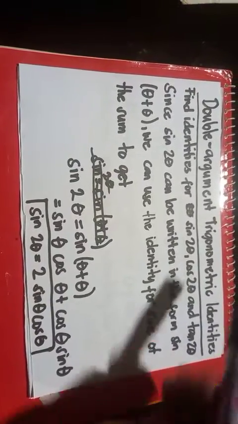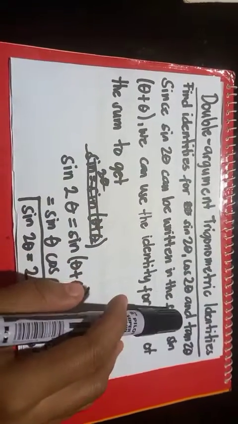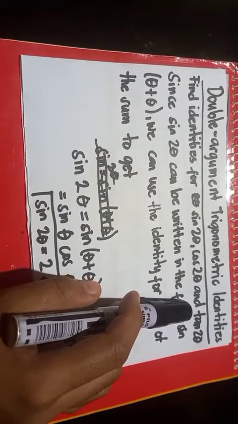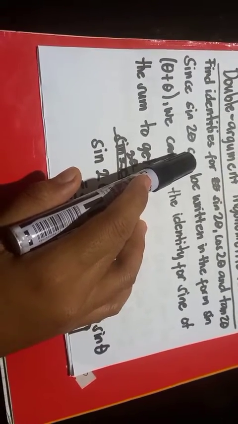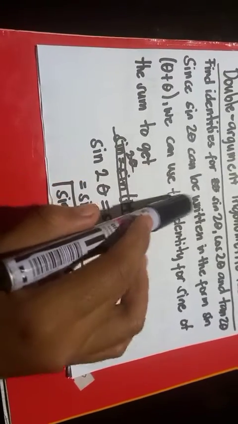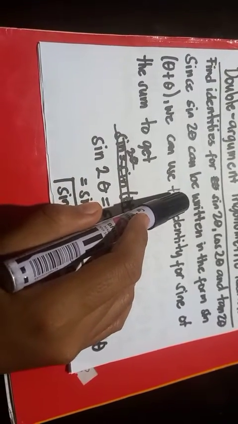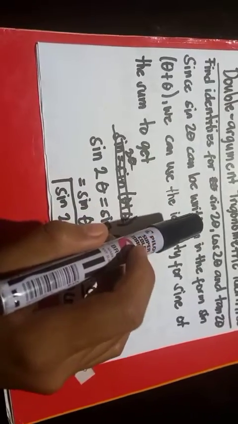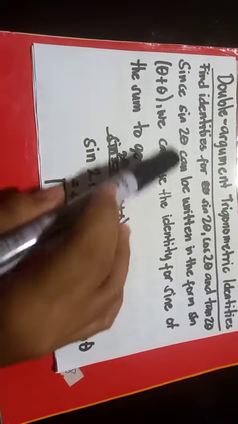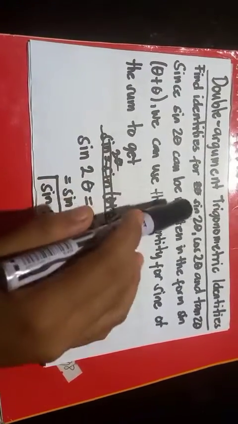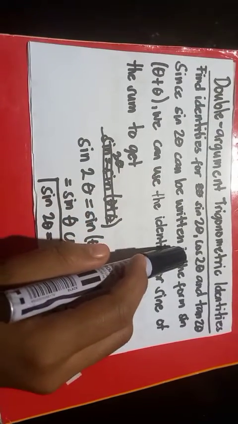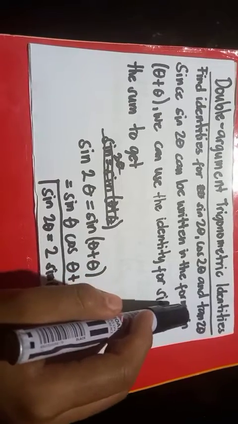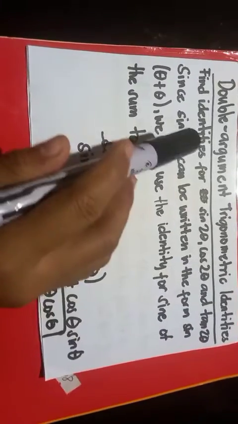Now we have the double argument trigonometric identities. So we shall use the identities for the function of the sum of two arguments. So we need to find the identities for sine 2 theta, cos 2 theta, and tan 2 theta.